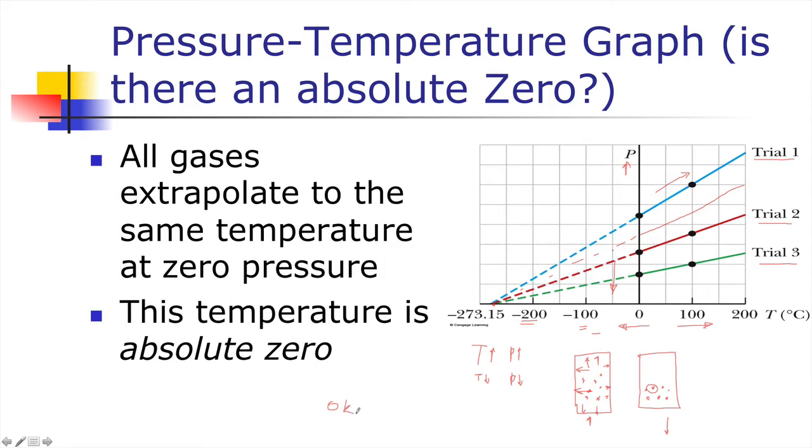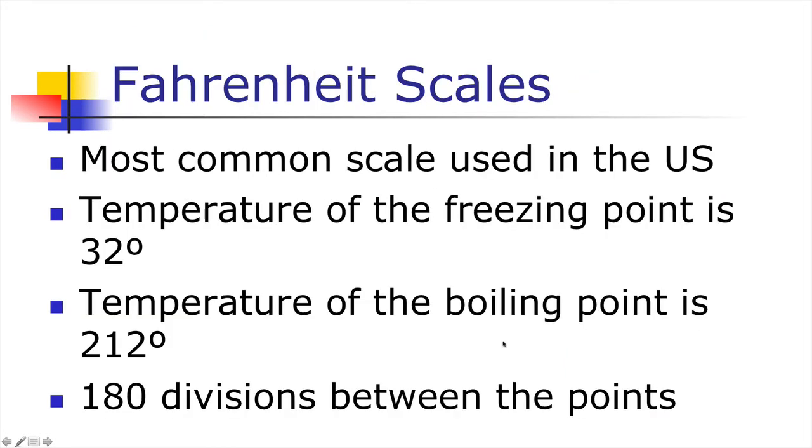That 0 Kelvin is found to be negative 273.15 degrees Celsius. The other temperature scale is the Fahrenheit scale. This is the most commonly used one in the United States. The freezing point in the Fahrenheit scale is 32 degrees Fahrenheit, and the boiling temperature of water is 212 degrees Fahrenheit. And there are 180 equal divisions between those two values.